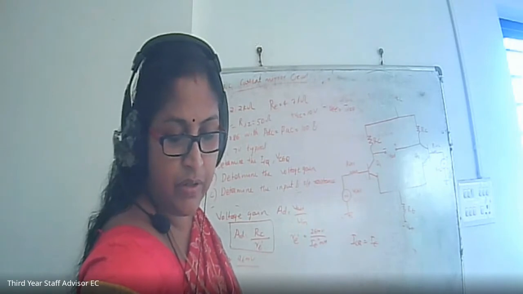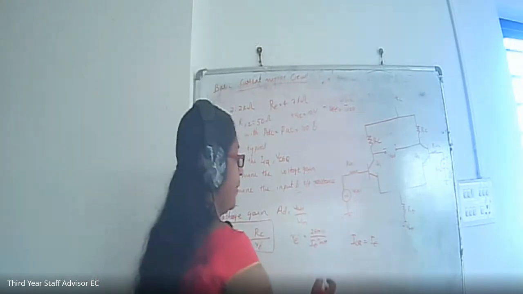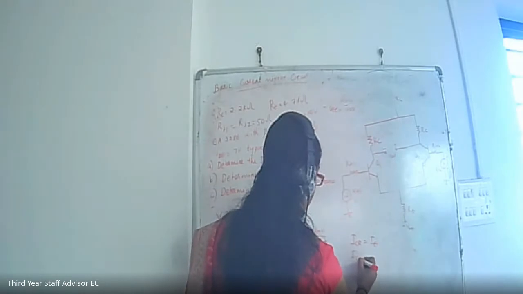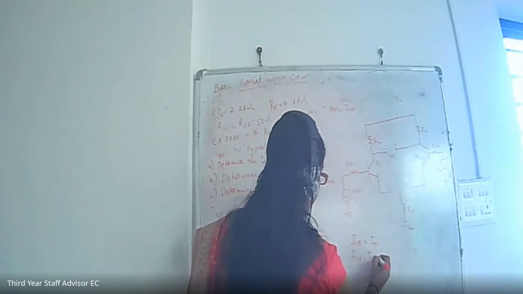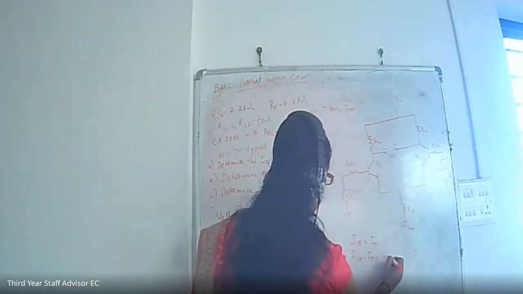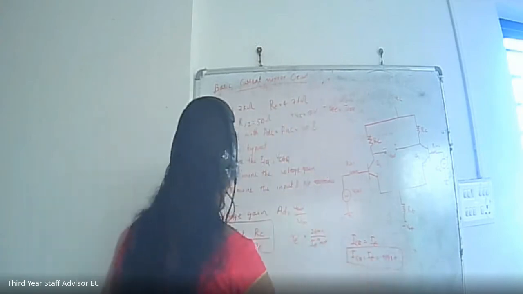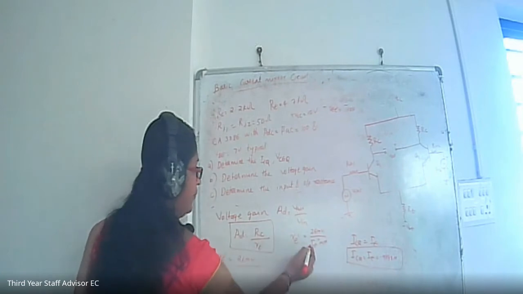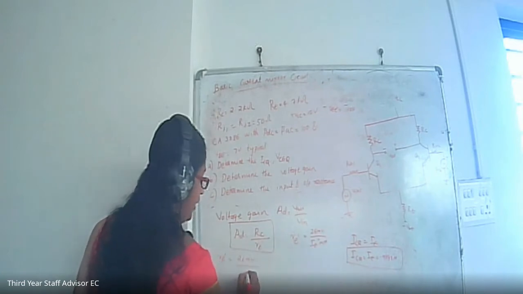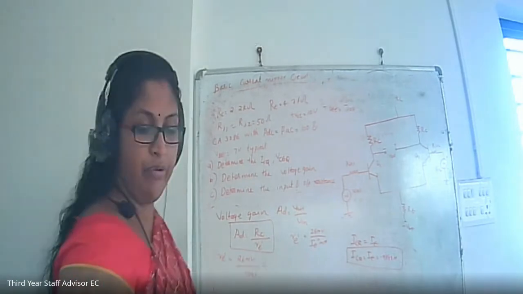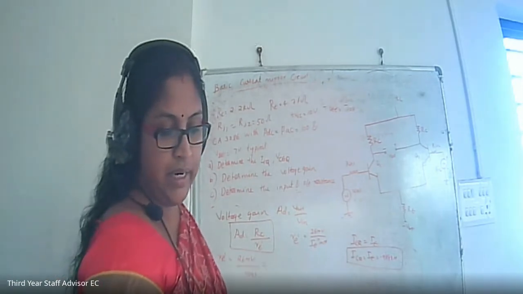So you got the value equal to 0.9893 milliampere. So ICQ equal to IE equal to 0.9893 milliampere. Okay, so you have to use this value. So you will get RE dash equal to, instead of IE, it is 0.9893. Okay, so you have to find the RE dash value. So what is the RE dash value?